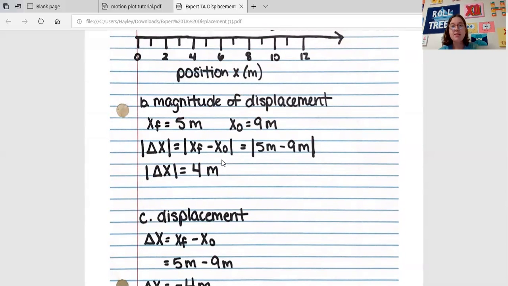Then hopefully this explanation helped you get a better understanding of the difference between distance traveled, displacement, and magnitude of displacement.